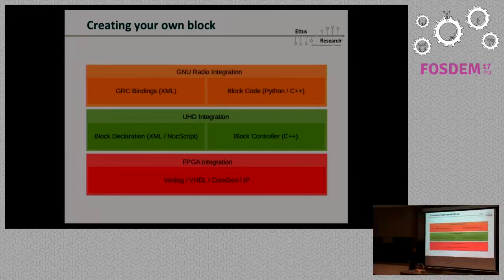So the first part, you have the block declaration, that is an XML file. Normally, usually at the beginning, it contains only the amount of inputs and outputs that your block has, and the NoC ID. The NoC ID is something really important. That is the only way that your computer, your driver, your GNU Radio will know which block you are using. So that is like the identifier. That's it. And that is like the first stuff that you're using in UHD.